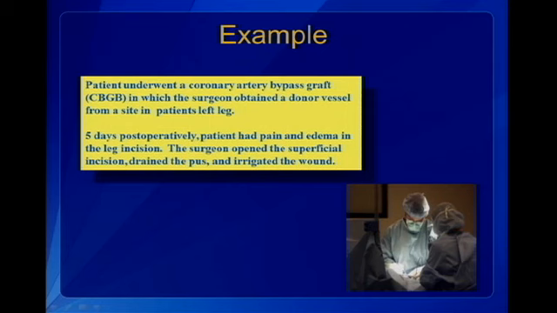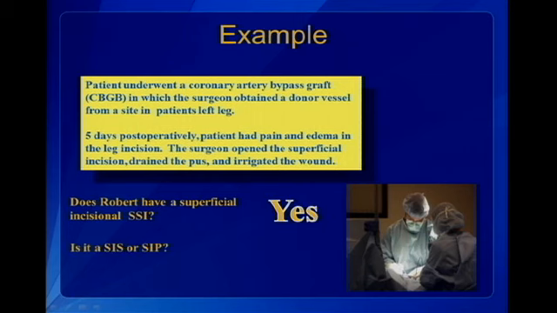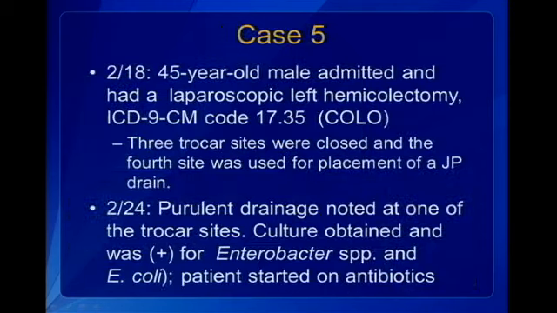So here's another example. If a patient underwent a coronary artery bypass graft, CABG, the surgeon got the donor vessel from a site in the leg. 5 days post-op, the patient has pain and edema in the leg incision. They open the superficial incision, drain the pus, irrigate the wound. Does this person have a superficial incisional SSI? Yes. Is it a CIS or a SIP? Right, the secondary site, CIS.